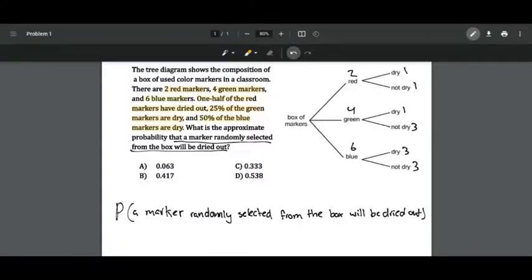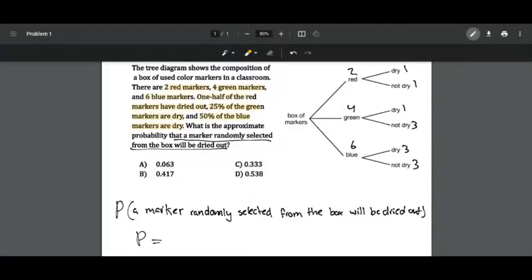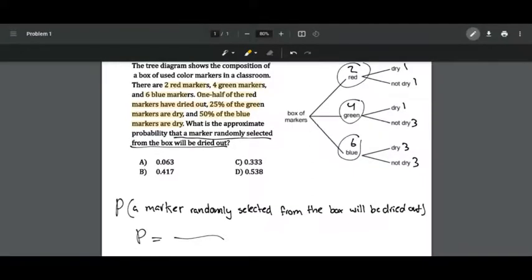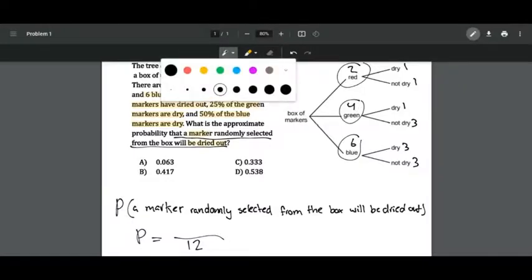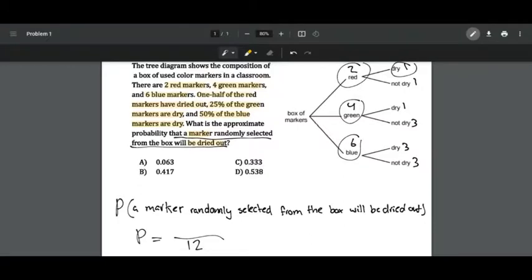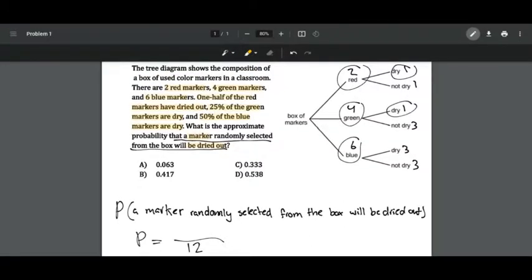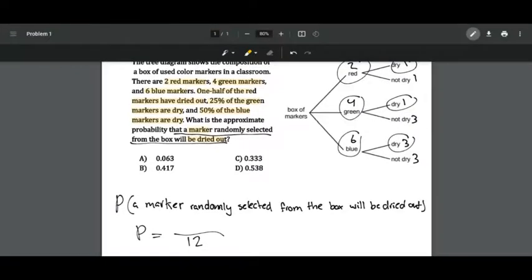So now, in order to find the probability, we're going to do it as a fraction. The bottom of the fraction will be the total number of the markers. So there are 2 red markers, 4 green markers, and 6 blue markers. In total, there are 12 markers. And they are asking us for the markers that are dried out. So there are 1 dried red marker, 1 dried green marker, and 3 dried blue markers. In total, there are 5 markers that are dried out.